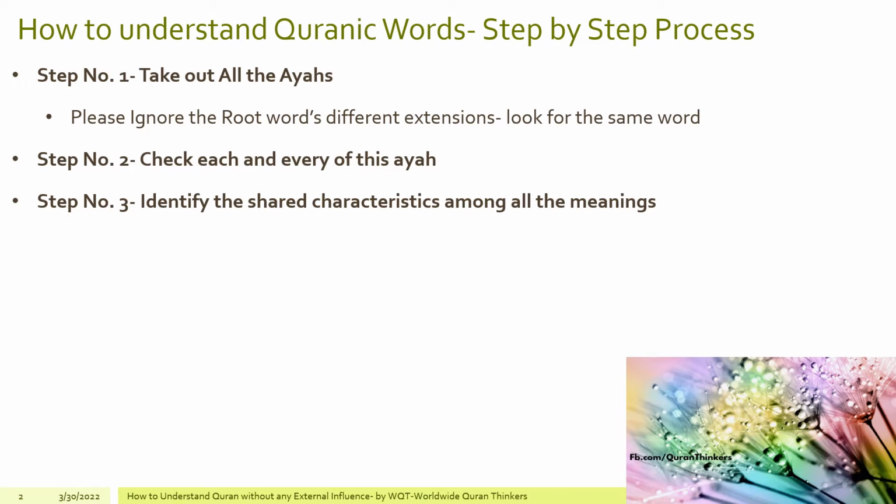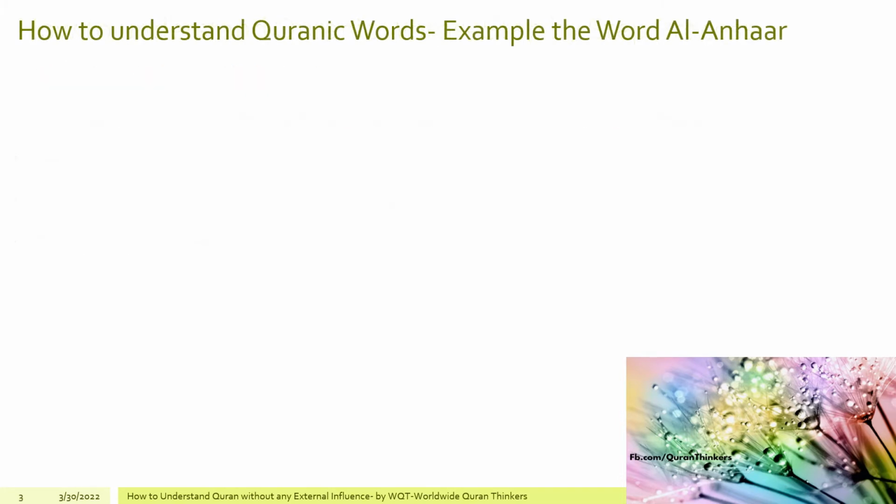Step number 3, identify the common meanings or set of meanings that are used across these ayahs for that particular word. And step 4, once you have arrived at a common characteristic of any word, then cross-check if those meanings are applicable in other ayahs too, just to make sure that you have arrived at the right vocabulary. So we will illustrate it through different examples.